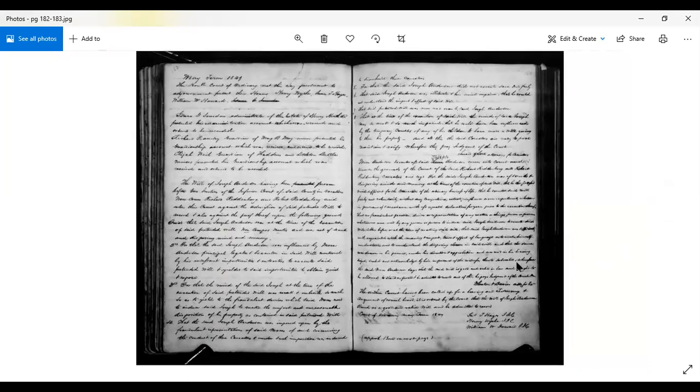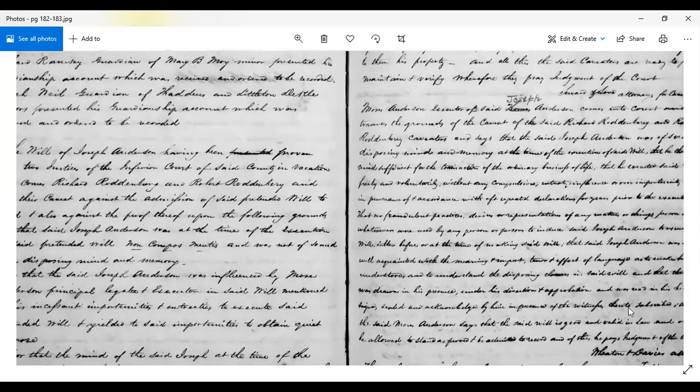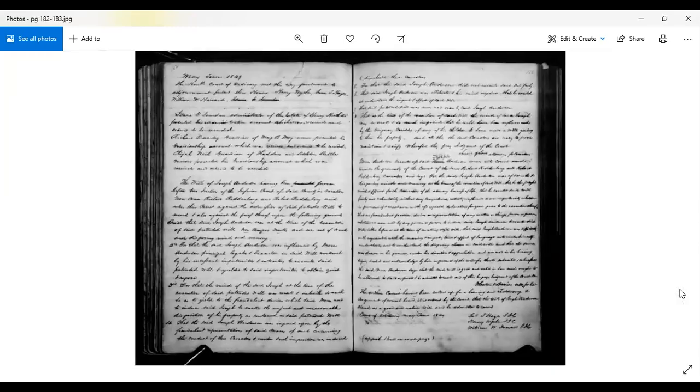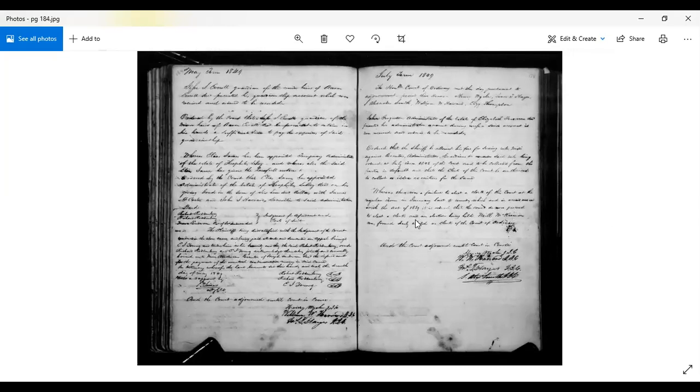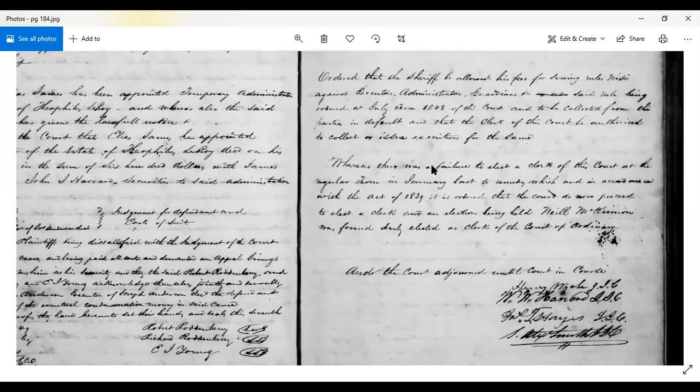and it was documented or turned into the court on 49, I believe.